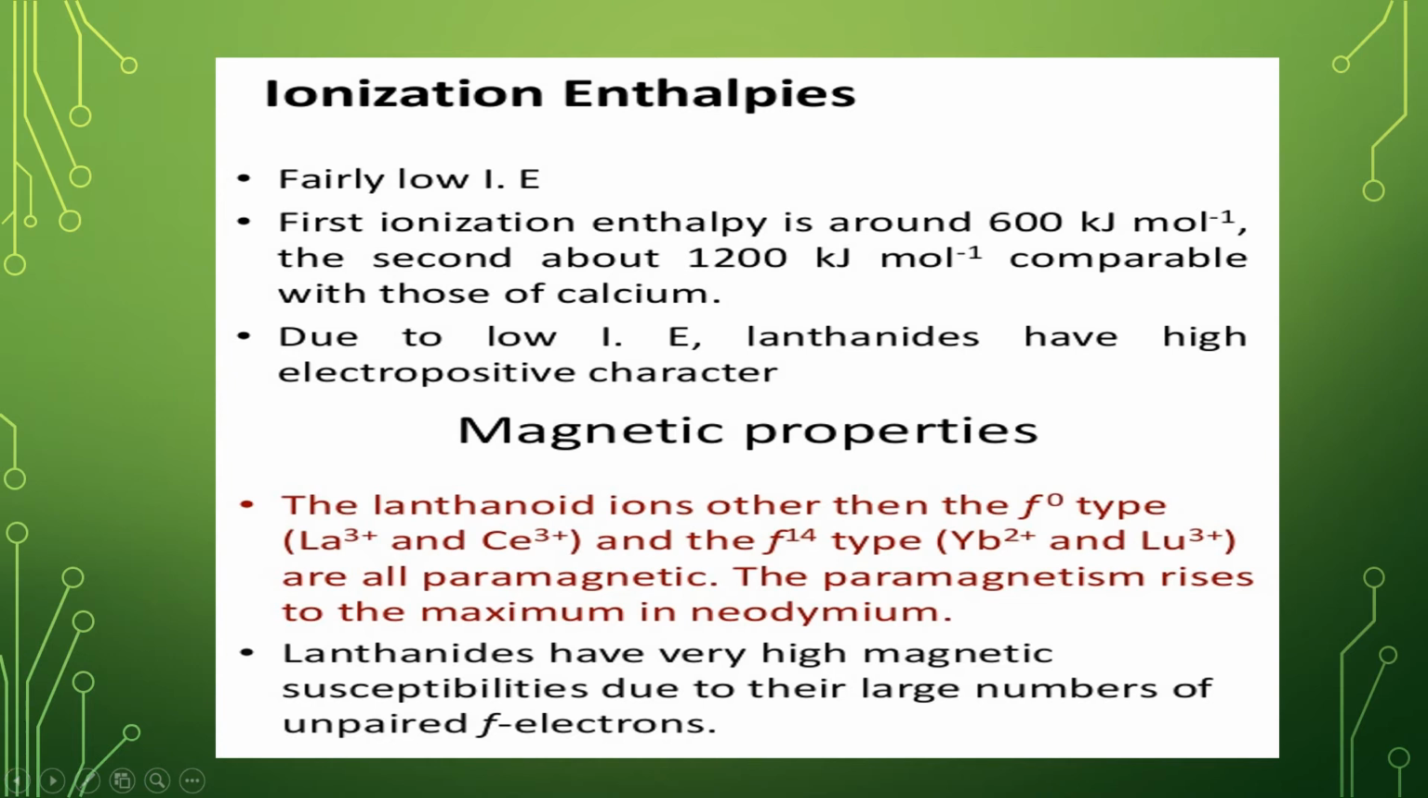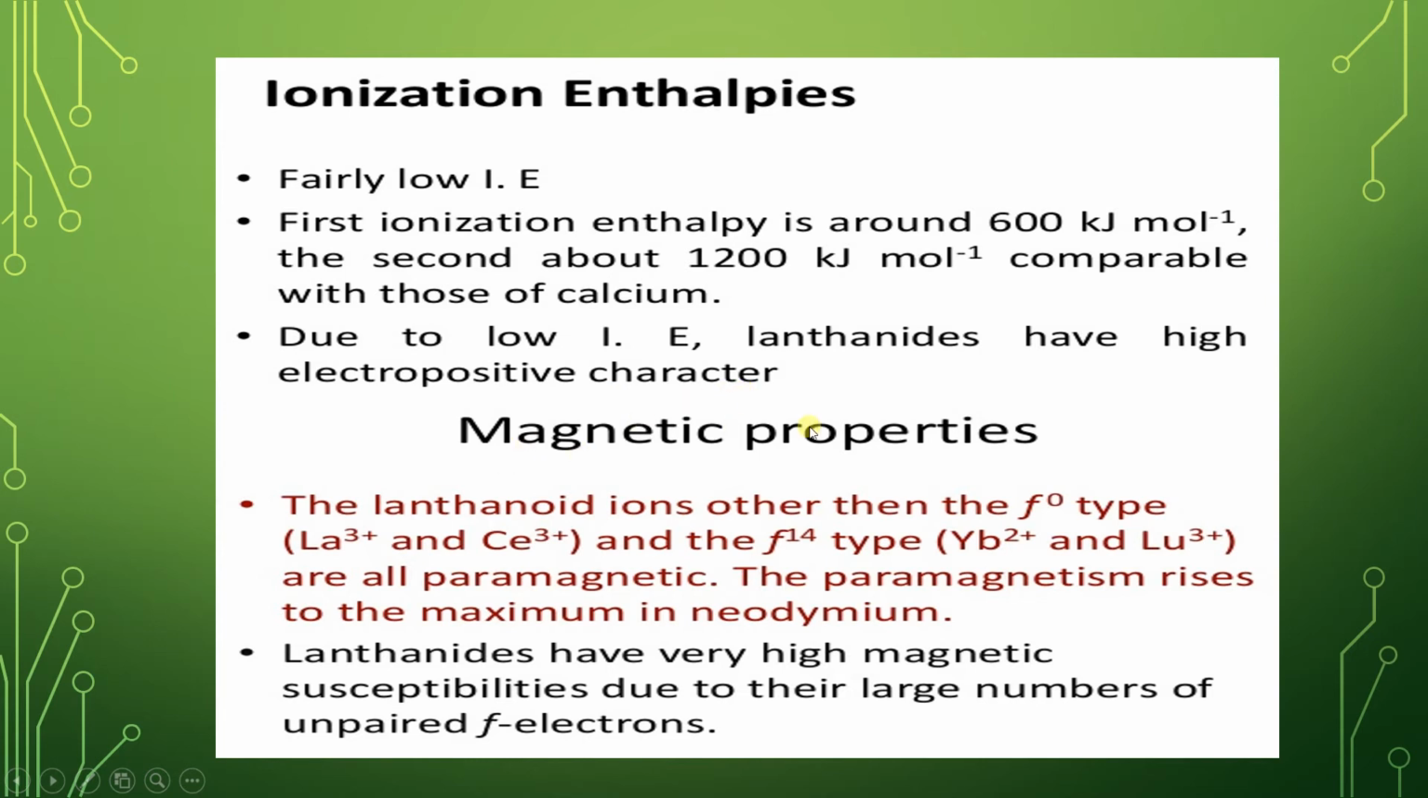So next, ionization enthalpies. The f block elements, or the lanthanides particularly, have fairly low ionization energy. The first ionization enthalpy is around 600 kilojoule per mole, and the second is about 1200 kilojoule per mole. It is comparable with that of calcium. Due to low ionization enthalpy, lanthanides have high electropositive character.